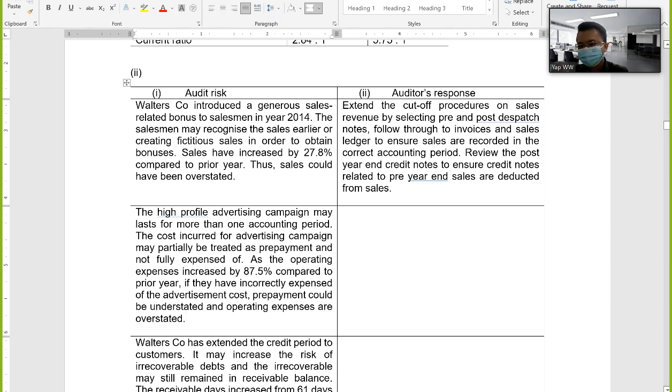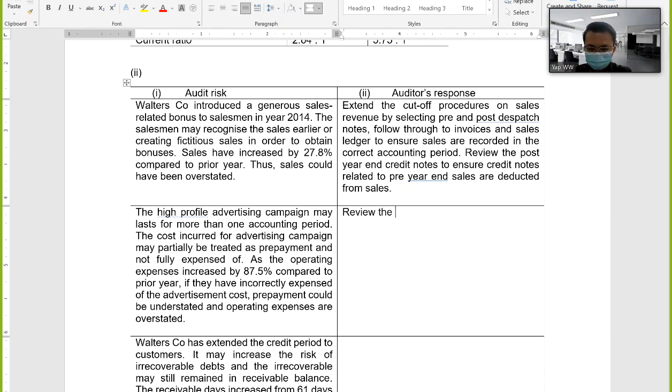Now, what is the main thing that creates the risk? Is the period for the advertisement campaign, right? If the advertisement campaign really happens in 1 year, then you have no issue on the expenses. That's why your response you need to check the duration for the campaign.